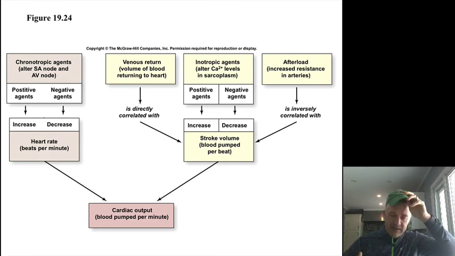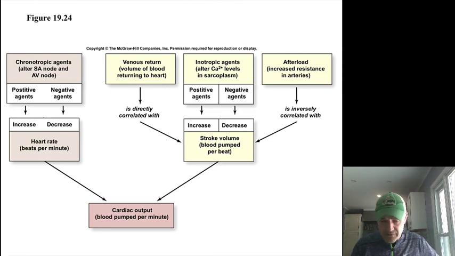Again, it's not the simplest thing to measure in real life, because we can't just have a little cup here and say, oh, it pumped out more. There's no easy way to measure it, but this is a very good theoretical way to look at factors that influence the heart and the output of the heart, and therefore influence blood pressure.